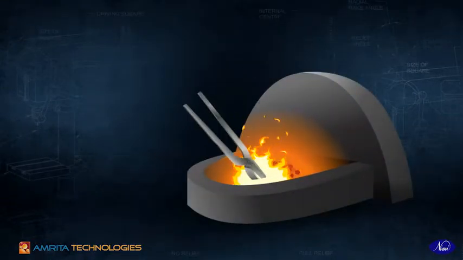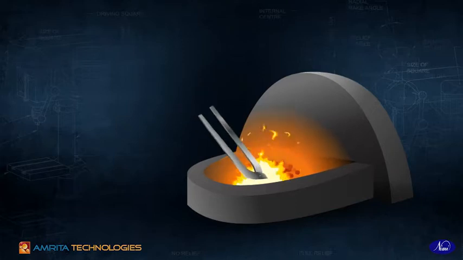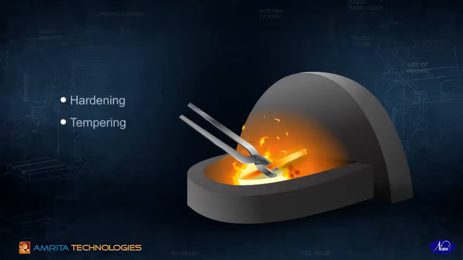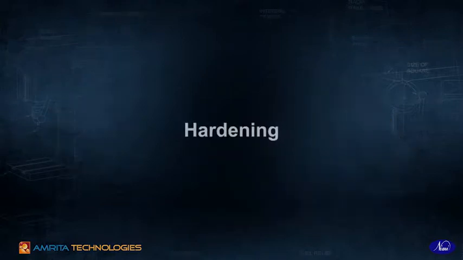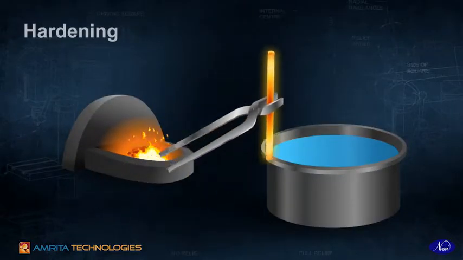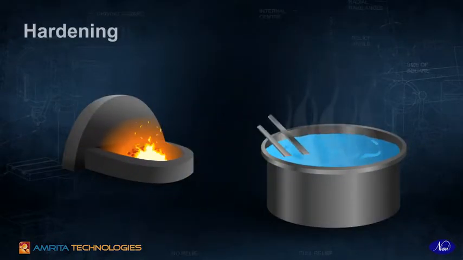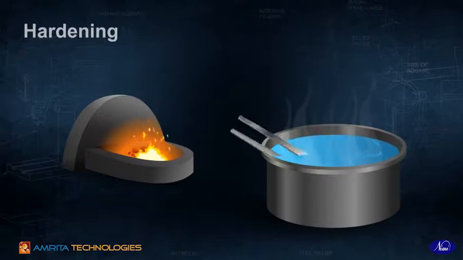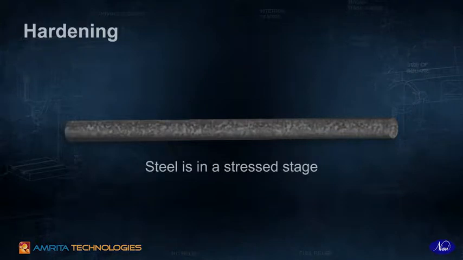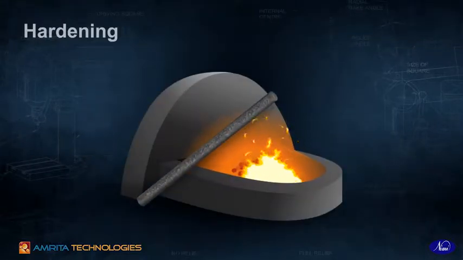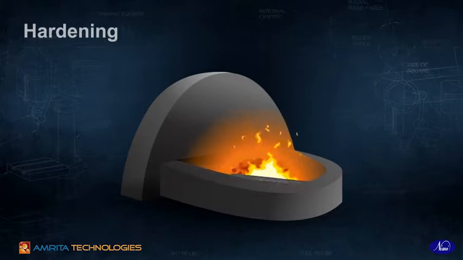Heat treatment processes applied to steel can be briefly classified as hardening, tempering, annealing, normalising. Hardening. Hardening is the process of sudden cooling, quenching, of steel from its upper critical temperature. This results from the formation of martensite, which induces hardness in steel. Now, the steel is in a stress stage and very brittle. At this stage, it cannot be used for practical purpose without further heat treatment. So the hardening process is followed by a tempering process.